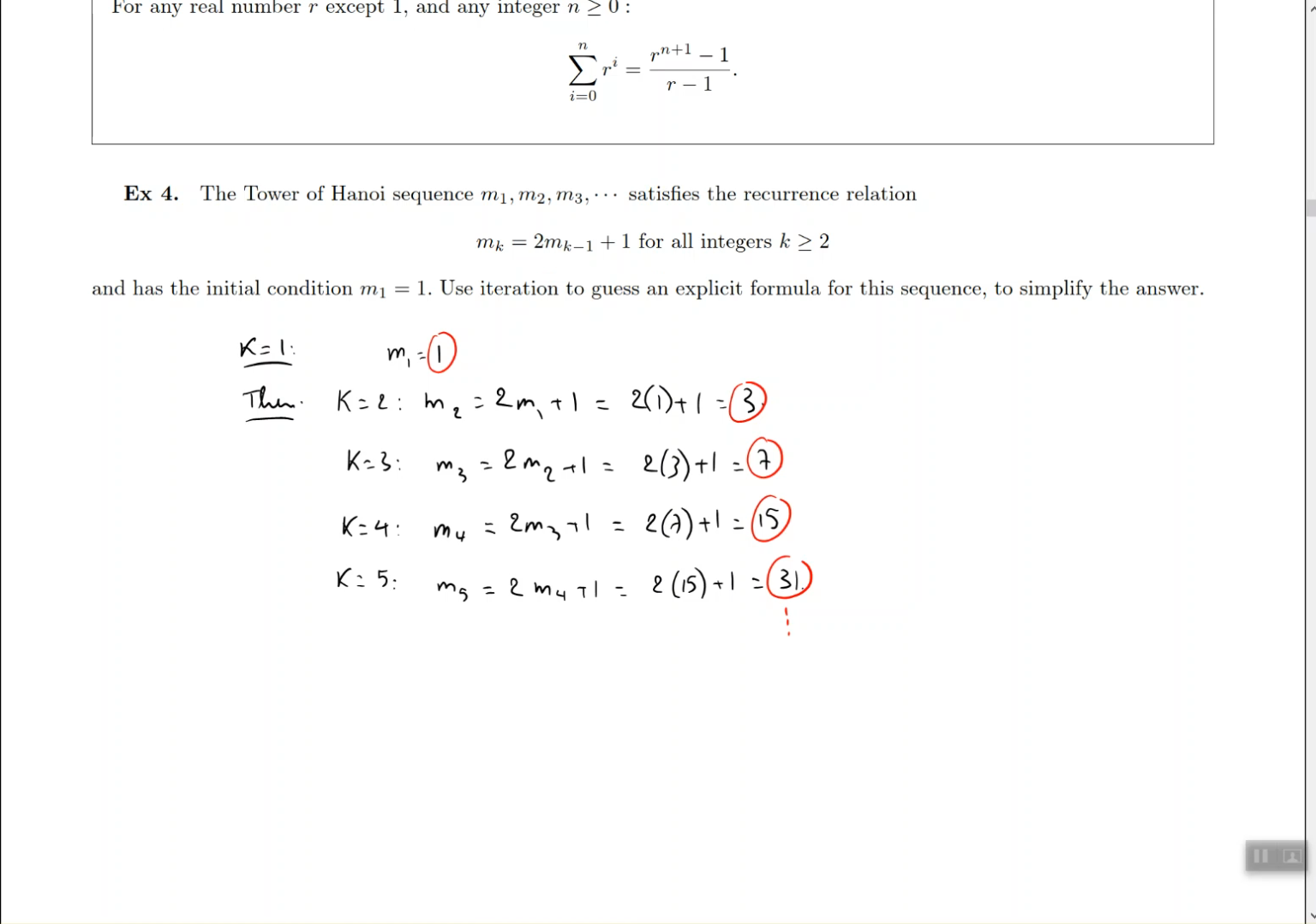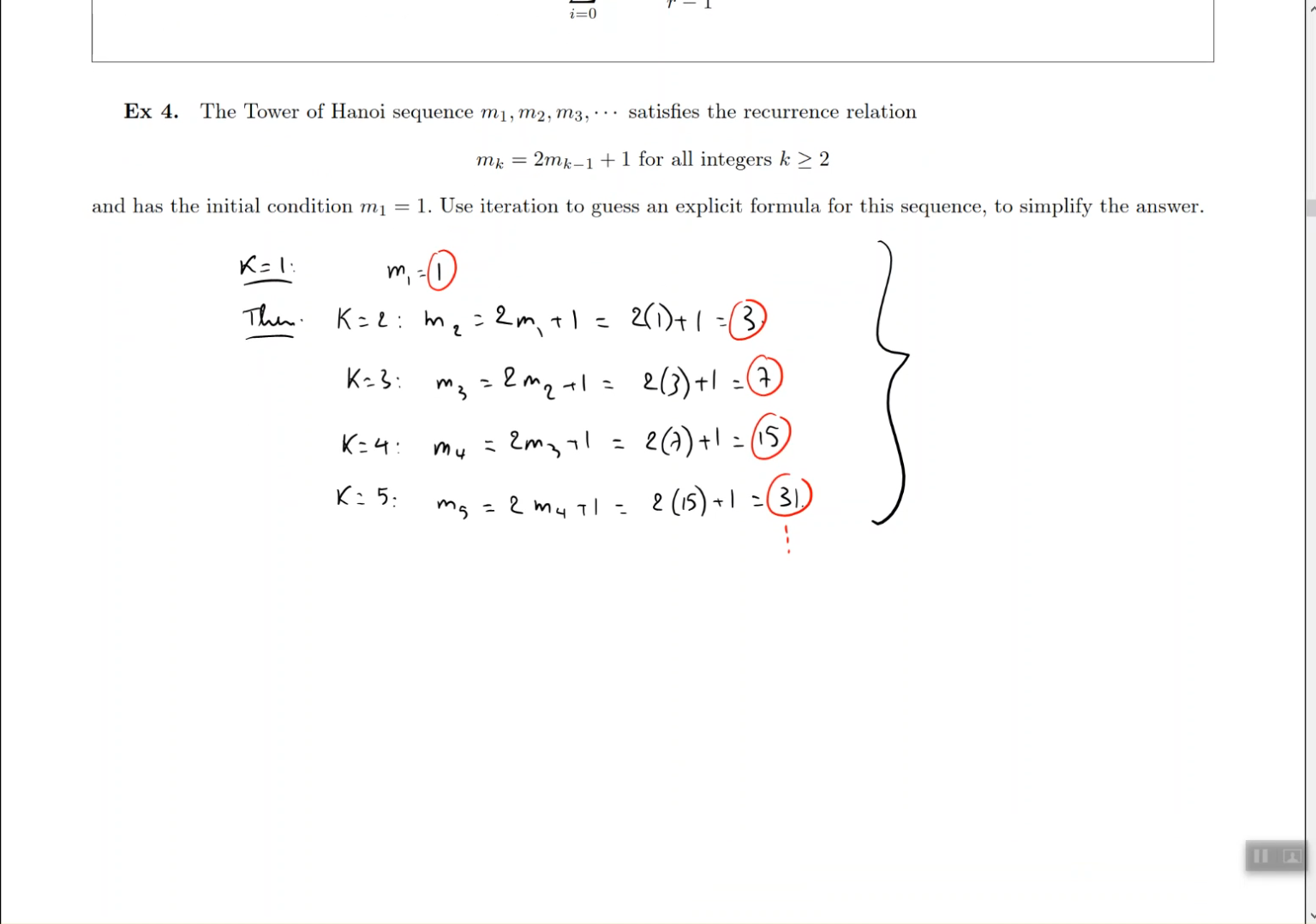Okay, so in the example of Tower of Hanoi, I started by doing some calculations before the video started, and I found that the first term is 1, the second term is 3, and so on and so forth. So I'm supposed to look at all these things and use iterations, so I'm supposed to look at all of the numbers and try to guess a formula in general.